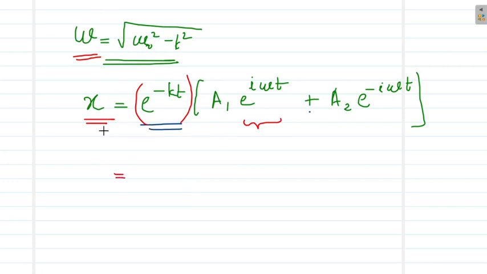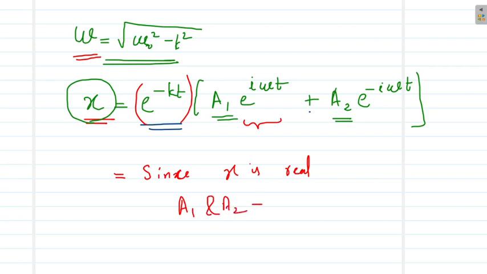And since the position x value has to be a real number, since it's a physical value, it cannot have an imaginary value, it should have a real value. So A1 and A2 have to be complex numbers. Here we have a complex number, and in order to counterbalance that, A1 and A2 should be complex numbers. So let me write that since x is real, A1 and A2 should be complex.